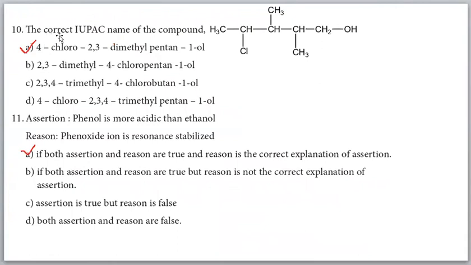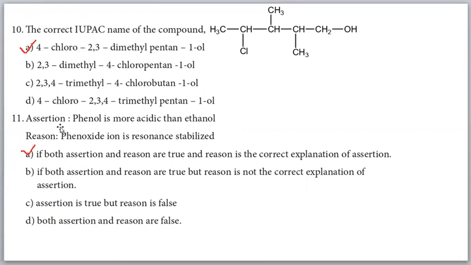Question number 10: the correct IUPAC name of the compound is here. You see 1, 2, 3, 4, 5, 5 carbons are there. Then this is the hydroxyl group, the higher priority group. So this OH group is attached to this carbon, it should get the lowest number. So this is position 1, this is 2, this is 3, 4, 5. At position 2, one methyl is there, 3 methyl, 4 methyl. So we get 2, 3, 4 trimethyl, 5 carbons, pentane, 1-ol. 4-chloro-2,3-dimethylpentan-1-ol. This is the correct answer.